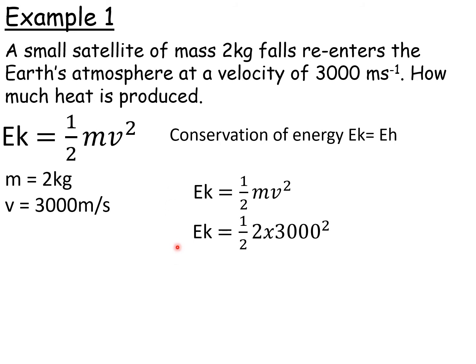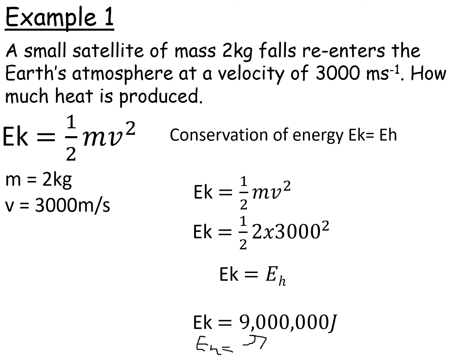EK, you substitute in your values, a half times 2 times 3,000 squared. And remember, it is only the 3,000 that is squared, not the whole thing. And then the final answer would be whatever we get for our EK, that must be the heat energy. So the answer there is EK is equal to 9 million joules. So EH is also equal to 9 million joules. So I'd expect you to write a final line, EH is equal to 9 million joules, which is this one here. Okay, and that's how you do this example.